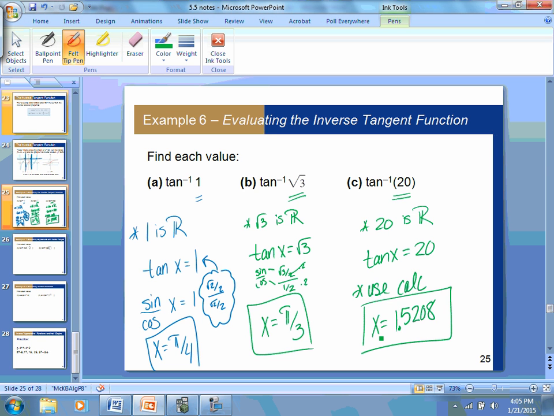Okay, so you might see some problems like that in your homework where they try to trip you up and make you think a little bit more. But if it's not a nice unit that's already sectioned off on the unit circle, then put it into your calculator.